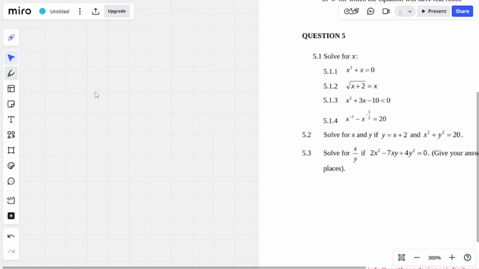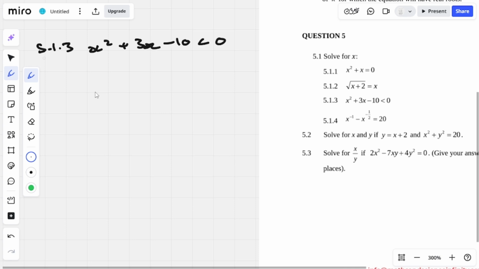Now for 5.1.3, it's x squared plus 3x minus 10 is less than 0. Now to solve this, like usual, you're going to factorize. So you factorize x and check also what are the factors of 10. The factors of 10 are 5 times 2 and 10 times 1. One thing to take note of when you're looking for your factors is that if you multiply them together, they give you 10, and when you add them they give you 3.